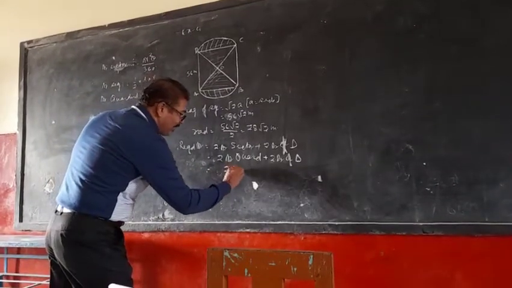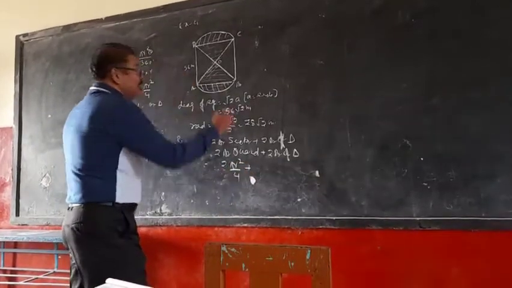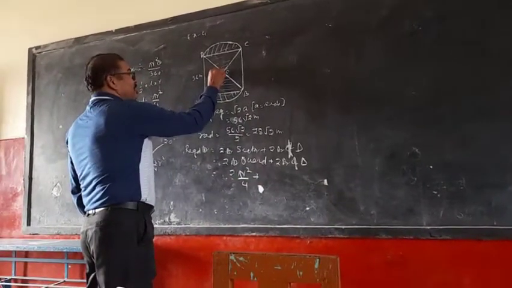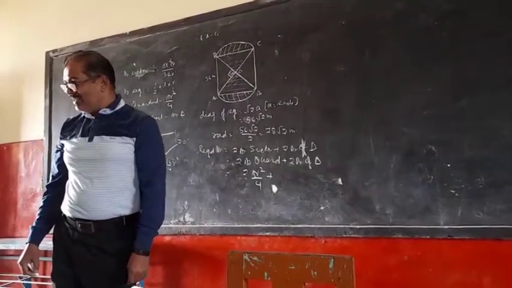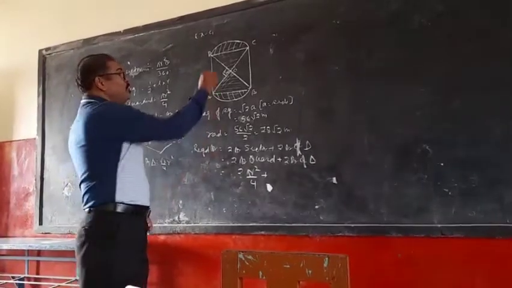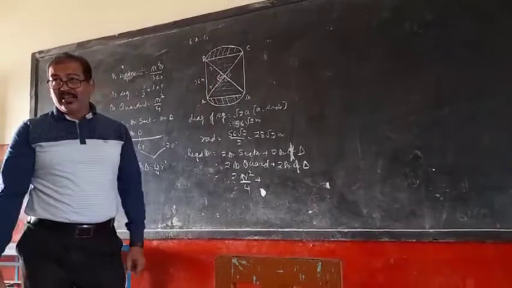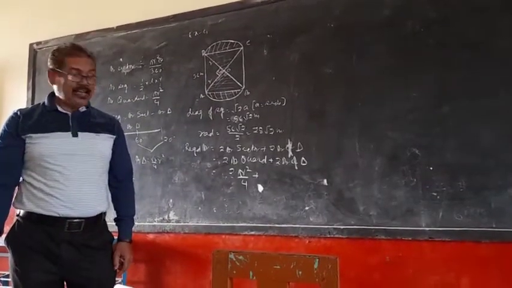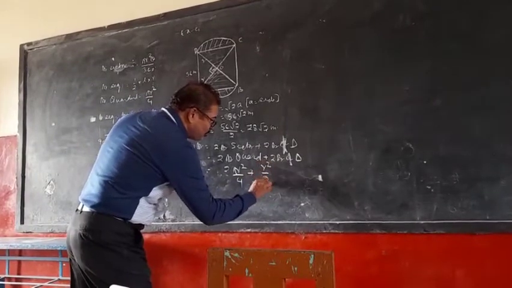2 into pi r square upon 4 plus, since it is 90 degree, why 90 degree? Because diagonals of the square intersect or bisect at 90 degree. So each part of the radius acts as base and altitude, base and height. Then that is equal to r square upon 2.